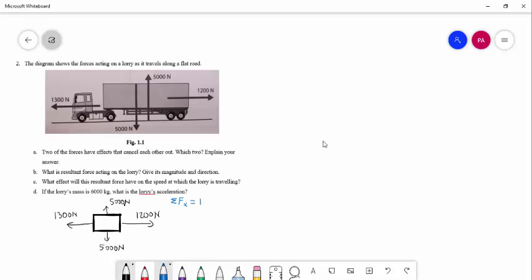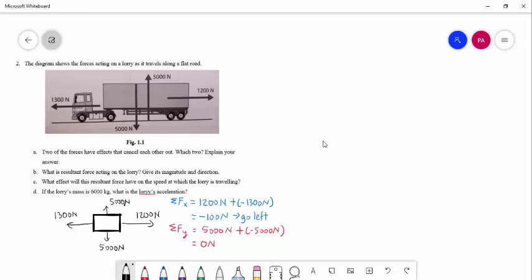So just like the number 1, first we search for the X resultant force. We have 1200 Newton to the right plus 1300 Newton to the left. So the total is negative 100 Newton, or go left. Then for the Y resultant force, we have 5000 go up and 5000 go down. So that means the total is 0 Newton.